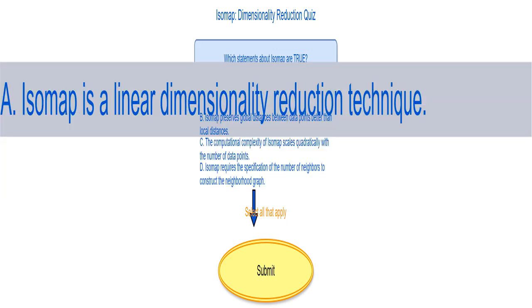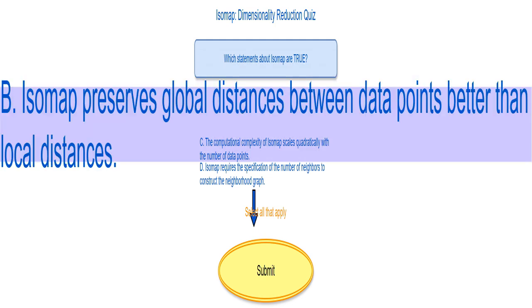Think about it. Isomap isn't linear. It handles complex, nonlinear relationships in the data. It's important to remember that a linear approach assumes a straightforward relationship between variables, while Isomap can navigate more intricate data patterns. I see this as about global distances. Isomap does an excellent job of preserving the relationships between points that are far apart. That's what makes it powerful for certain types of data analysis.